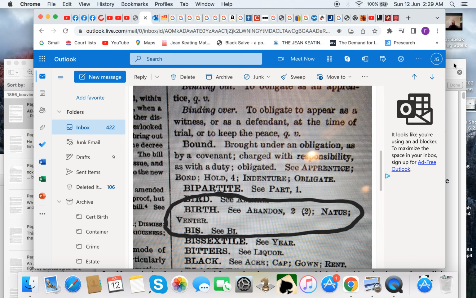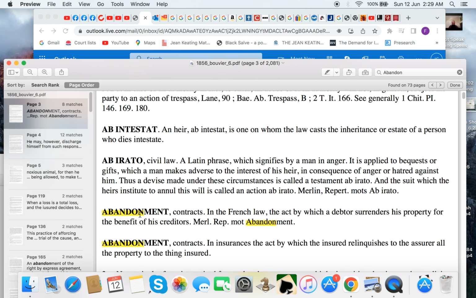So let's go to abandon. Abandon meant is the mind. So contracts. In French law, the act by which a debtor surrenders his property for the benefit of the creditor. So when you abandon something, you're giving it to the creditor. Bit weird. So you're probably saying, well, this is French law. It's got nothing to do with Australia.